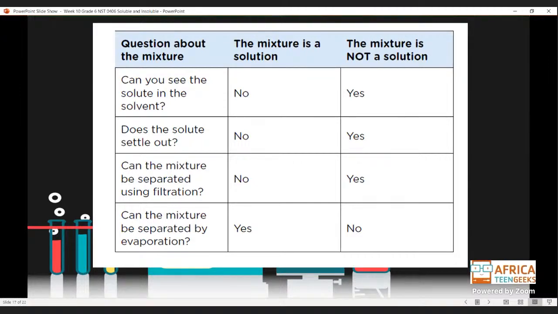Now, if the solute settles out, like you mentioned, sand, then if it does, it's not a solution. If it doesn't, then it's a solution. So I think maybe what you should do is just write this note down. Okay.